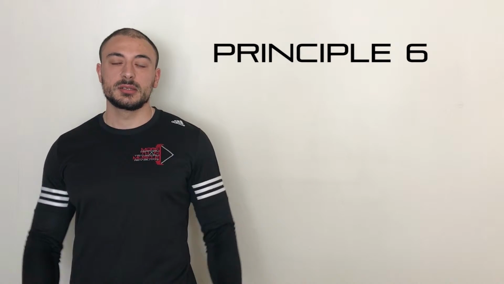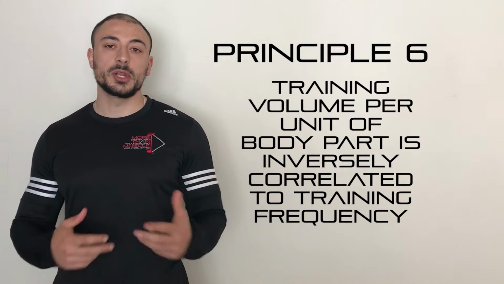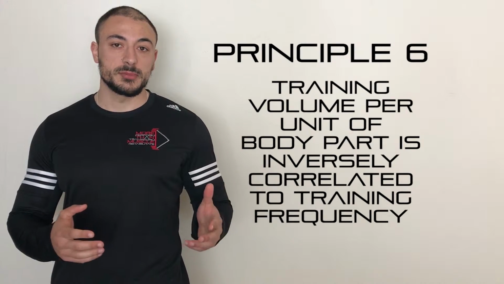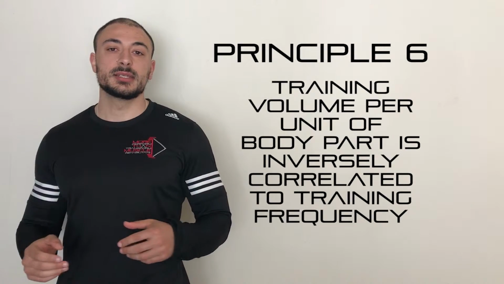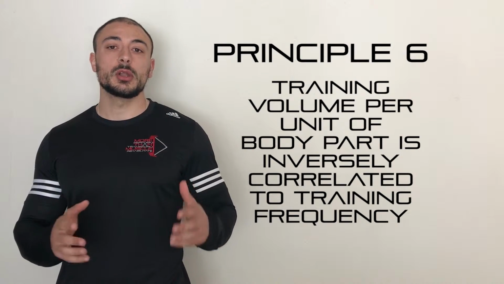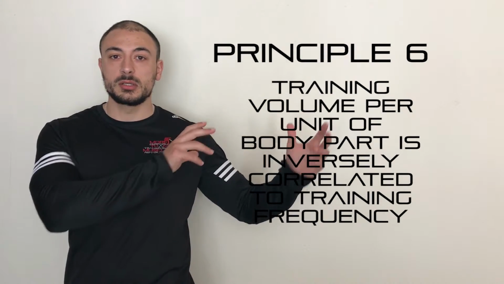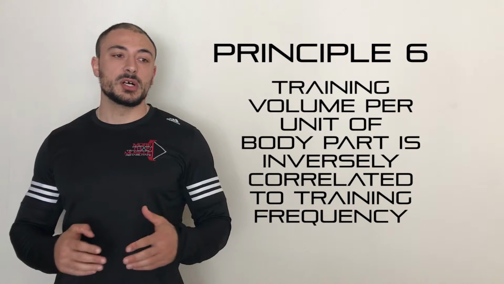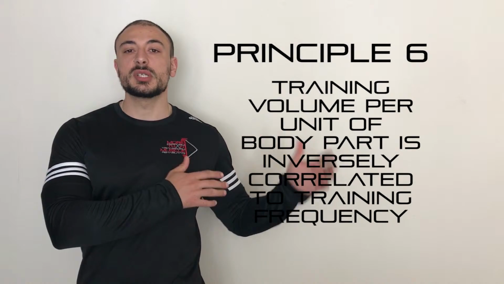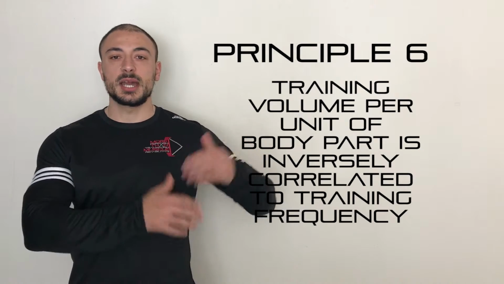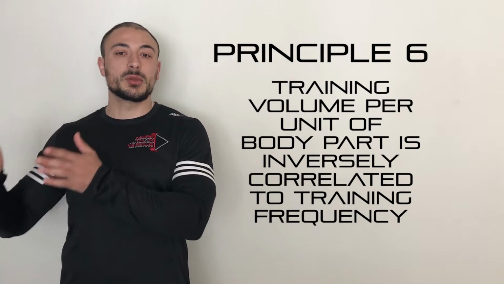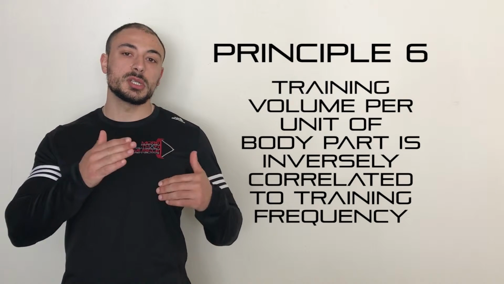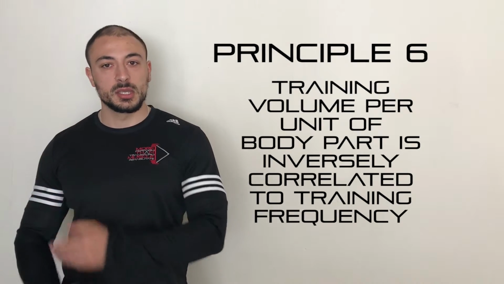Principle number 6. Training volume per unit of body part is inversely correlated to training frequency. What we mean here is, if in an individual session you're putting a lot of volume per unit of body part, say your chest, then less frequency over the week is needed. Versus if I was only doing maybe 1 or 2 sets on that area and then mixing it up with other body parts, I may need more frequency over my week. So this principle gives you a huge indicator on how you're going to cog over the week.